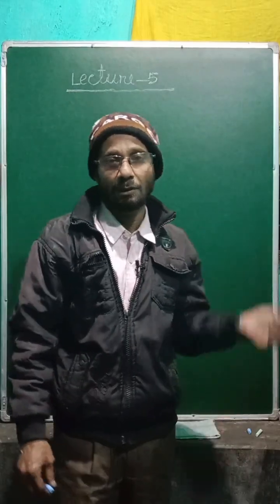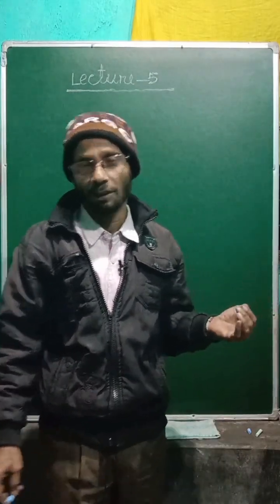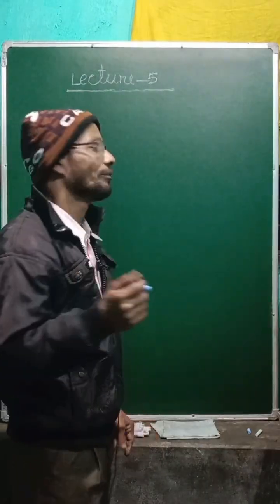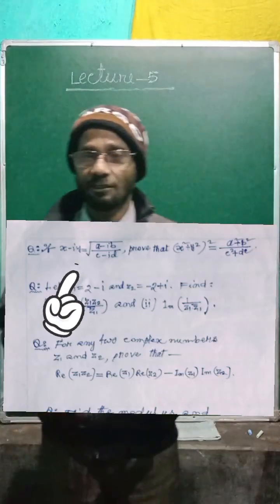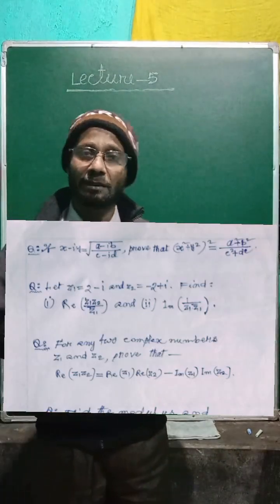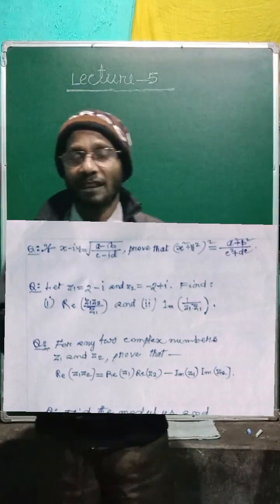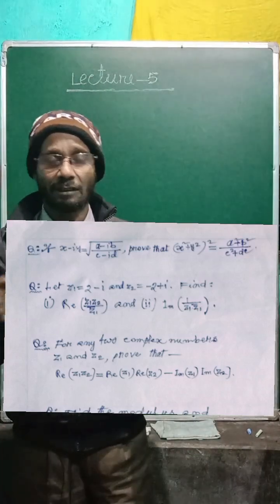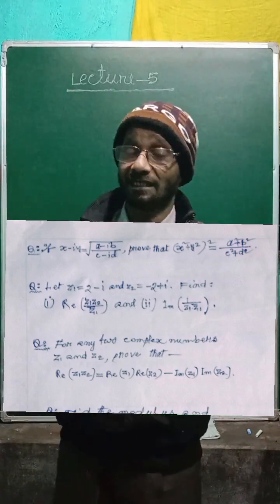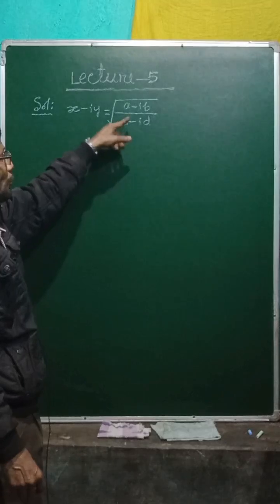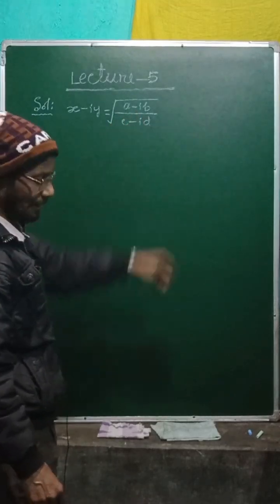Welcome to lecture 5, where we are going to solve some important problems on complex numbers with tips and tricks. First question: if x minus iota y is equal to root over a minus iota b by c minus iota d, then prove that (x square plus y square) whole square equals a square plus b square by c square plus d square. Okay, x minus iota y is given as root over a minus iota b by c minus iota d.